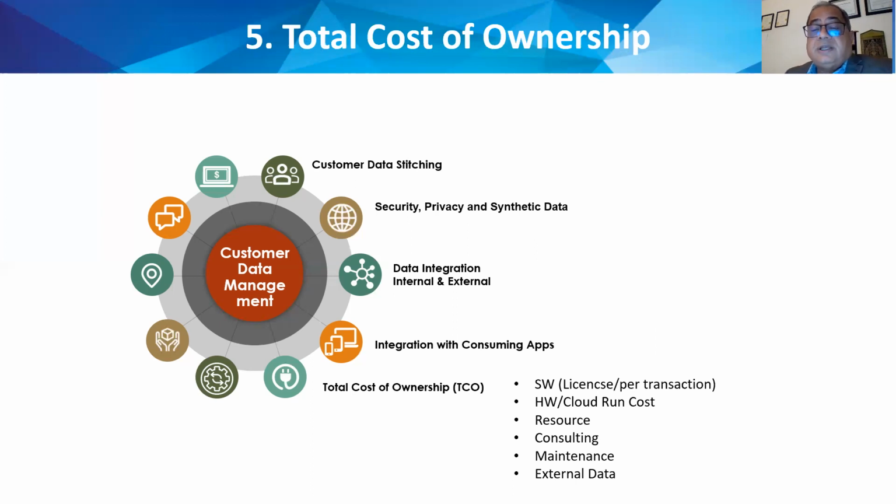Around total cost of ownership, there are some obvious ones. What is the hardware cost? What is the cloud run cost? What is the software? There is nuance in there, whether it's a license cost or per transaction cost. Make sure you're clear on that, and all the resources that will be needed for the platform and managing the customer data, any consulting costs that you're going to have upfront as well as on an ongoing basis, maintenance. And don't forget, if external data is a key part of your customer data platform, then that will contribute to your total cost of ownership as well.